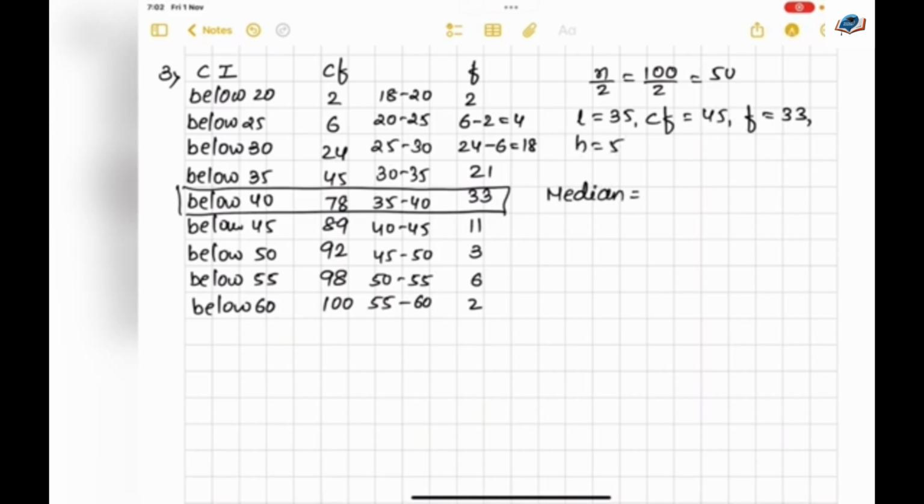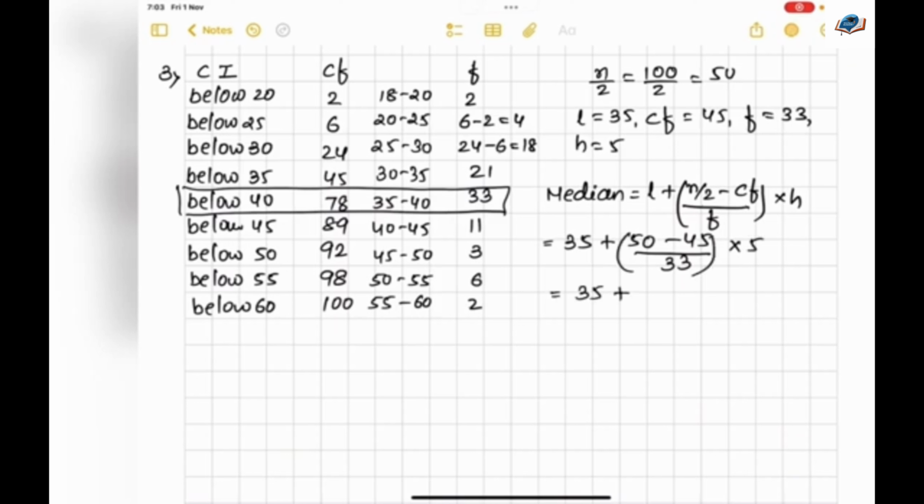So median equal to L plus n by 2 minus CF upon F into H. So L is 35, 50 minus 45 upon 33 into 5. So this will be 35 plus 5 into 5, 25 upon 33. So that will be 35 plus 0.75. So the answer will be 35.75.